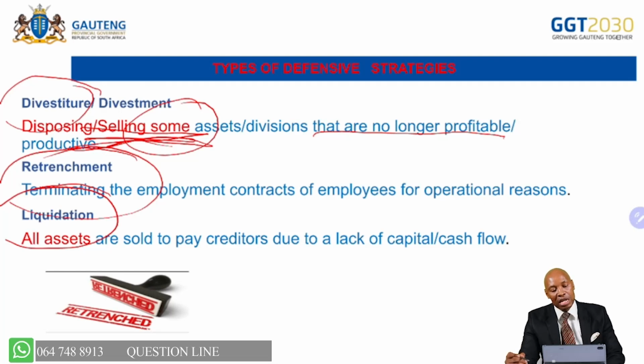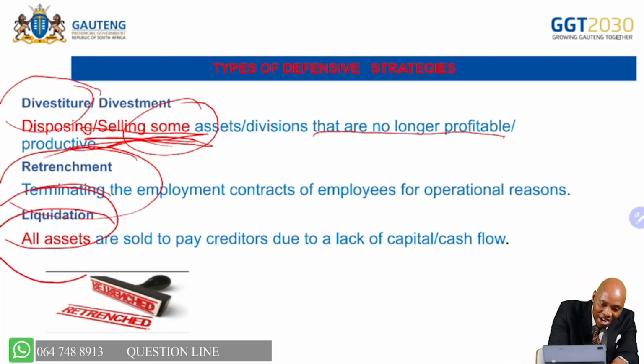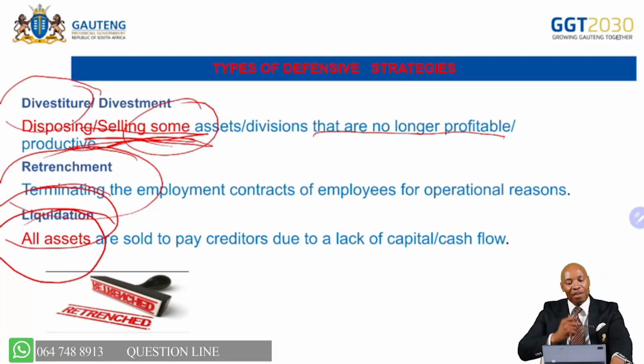As a business, now, how do we then liquidate? We sell all the assets, whereas with divestiture, we're selling some. Now with liquidation, we sell all the assets to do what? To pay creditors due to the lack of capital because we find ourselves in an unfavorable economic condition.